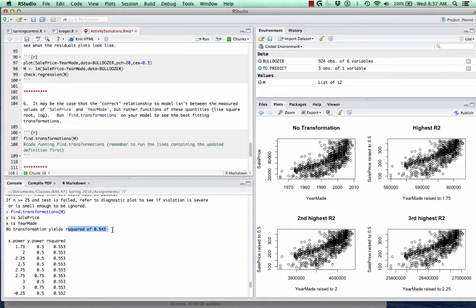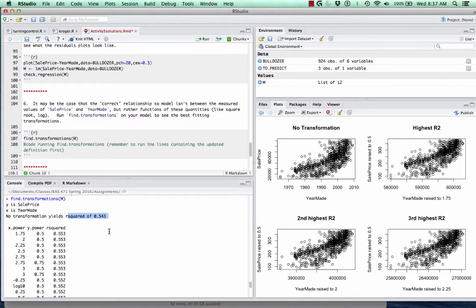Now, if you do use a transformation, you can do a little bit better. Notice that if you instead have your X variable be year made raised to the 1.75, and your Y variable be sale price to the 1/2 power, the square root of sale price, your R squared is a little bit higher at 55.3%. Now, 55.3% versus 54.3%, not a huge difference, but we do a little bit better. And more importantly, if we look at these transformed variables and we find a relationship that's better modeled by a linear regression, we're a lot more comfortable using it. We saw we had issues with the original variables. We don't want to use that model anyway.